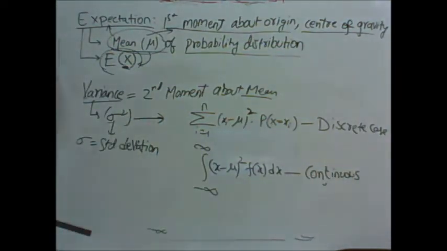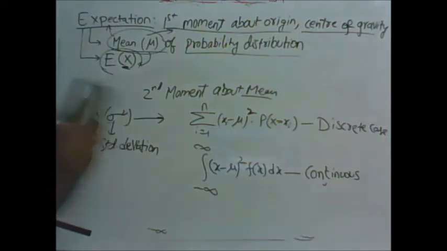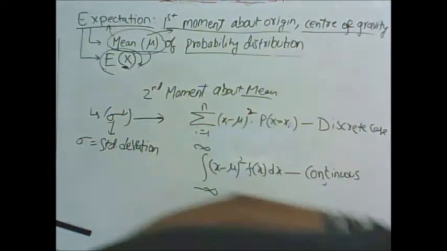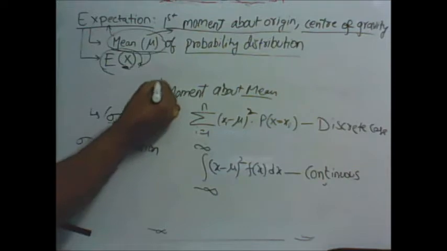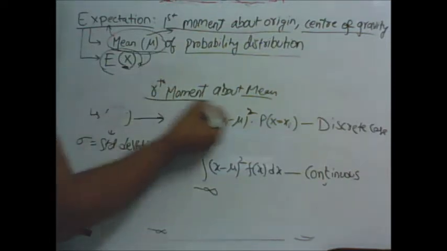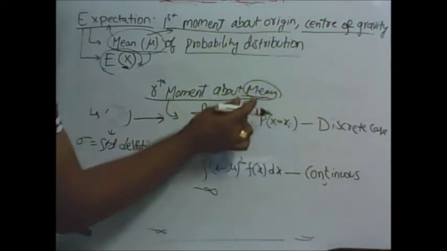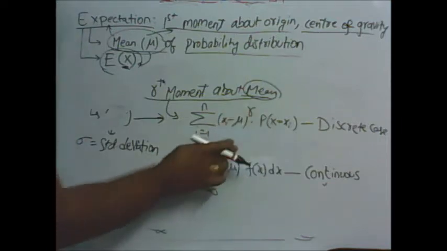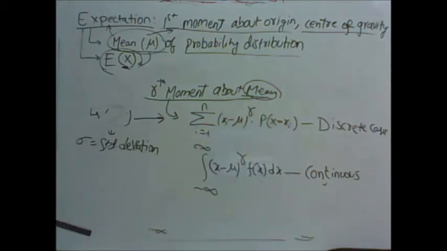Okay. Similarly, if he is asking for the rth moment, then the rth moment about the mean will be, simply we will replace the square by r, power r. Okay.